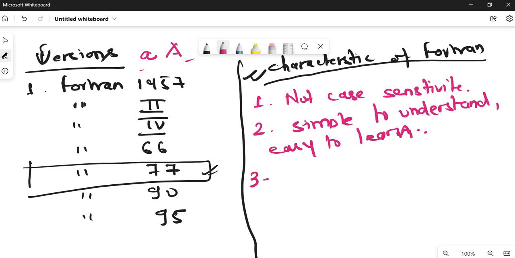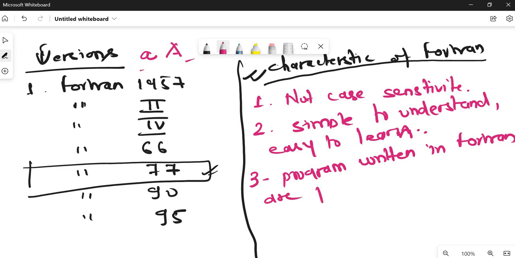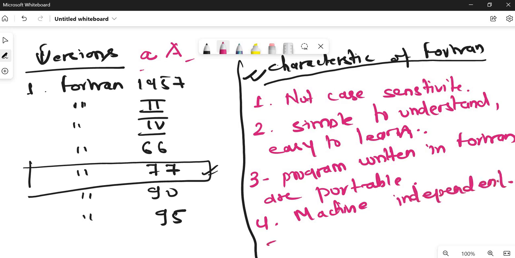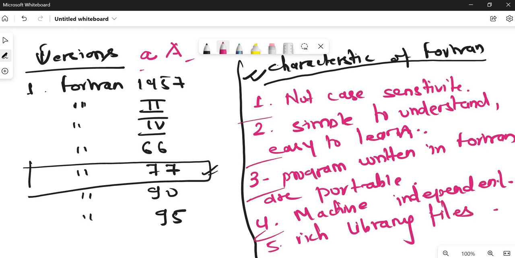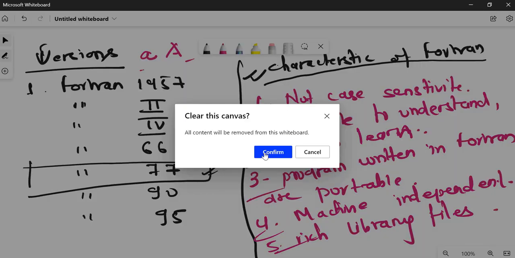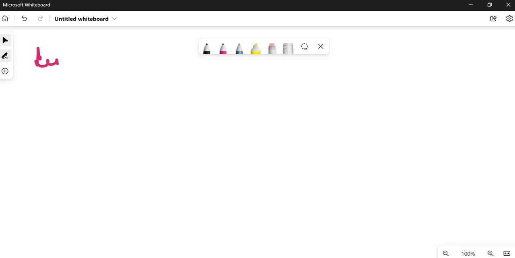Next, the programs that are written in Fortran are portable. The programs written in Fortran are machine independent, and it also has rich library files. So these are the five characteristics of Fortran which you can write if they ask in the exam. So here I am covering the theory portion. Let's go to the next portion, that is, the limitations, or we can say the disadvantages, of Fortran programming.